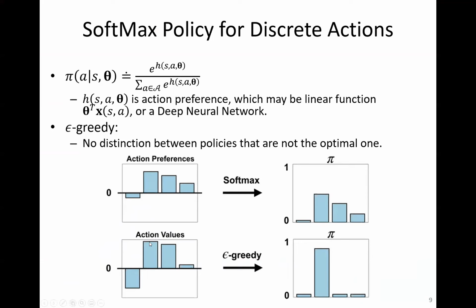for epsilon greedy, only the top choice, the greedy choice, has a high probability. All the other actions have equal low probability. So that's not very accurate. If you look at these middle two action values, they're very similar. So there's really no reason to assign the third one very low probability. So the softmax, this proportional assignment, is more reasonable.